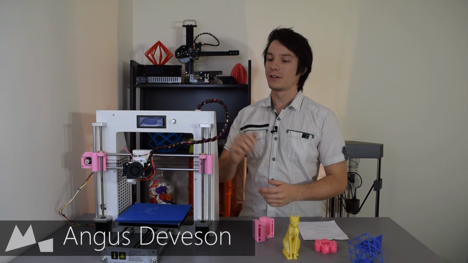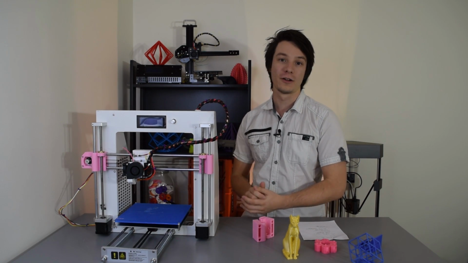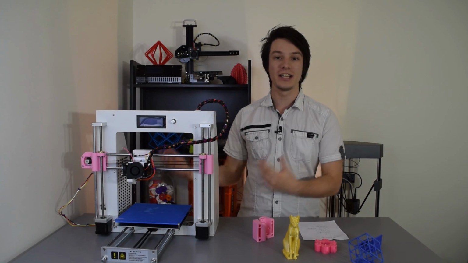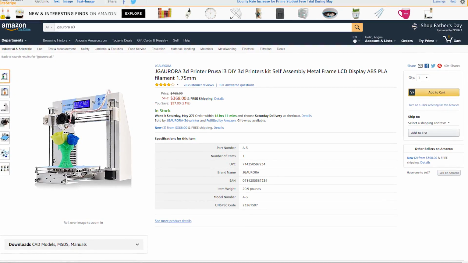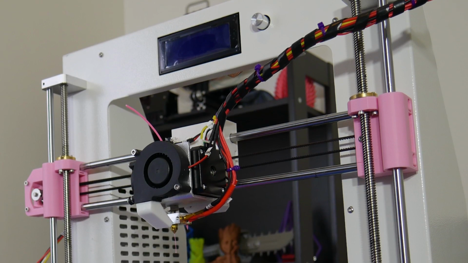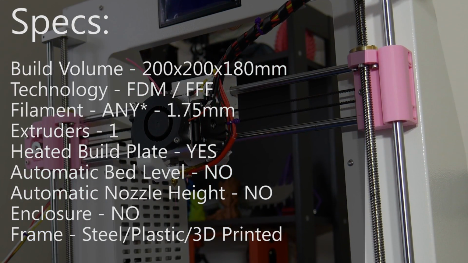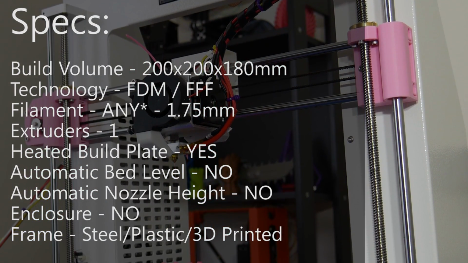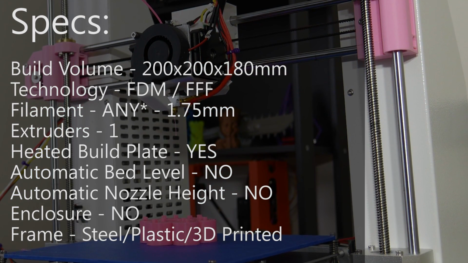JGAurora got in touch with me and asked if I was interested in checking out their i3 clone 3D printer kit, the JGAurora A3, which you can currently pick up for around $368 US, including shipping. When they offered, I thought, yeah, it looks not too bad. Not the prettiest 3D printer I've ever seen, but it looks like a pretty easy thing to put together and pretty easy to test.